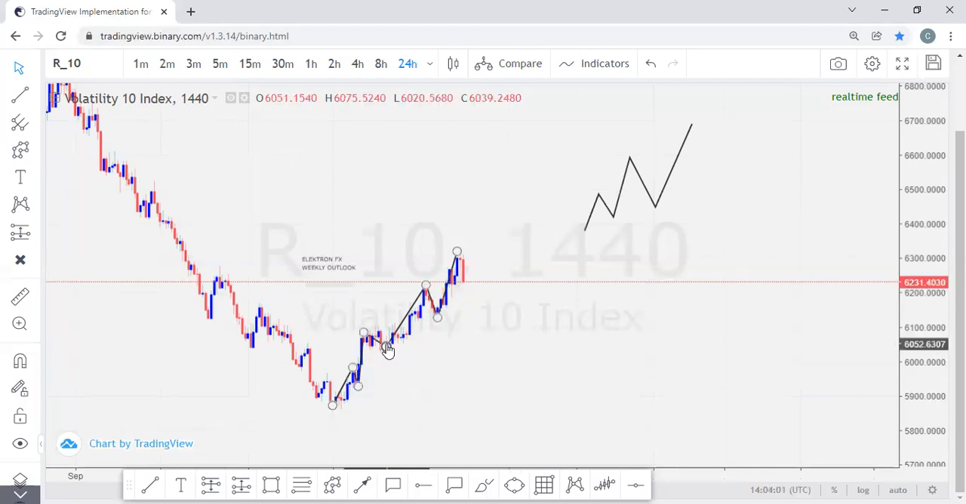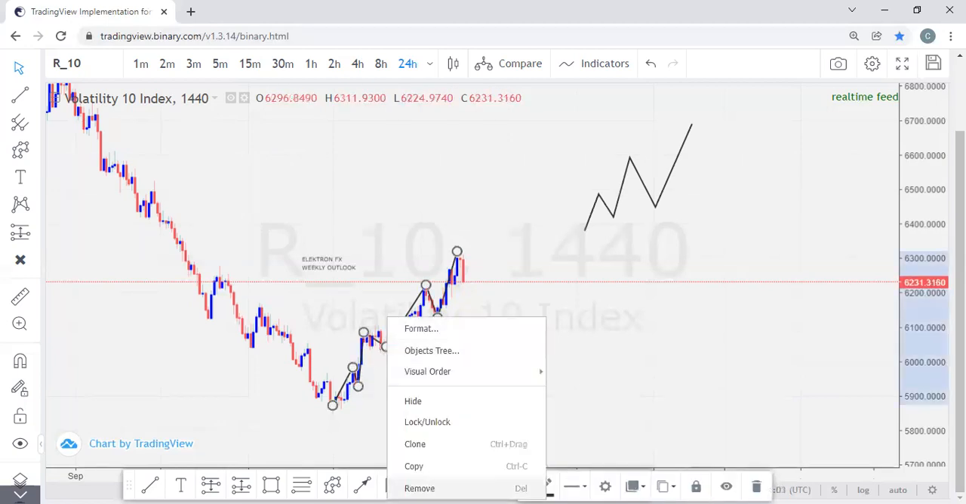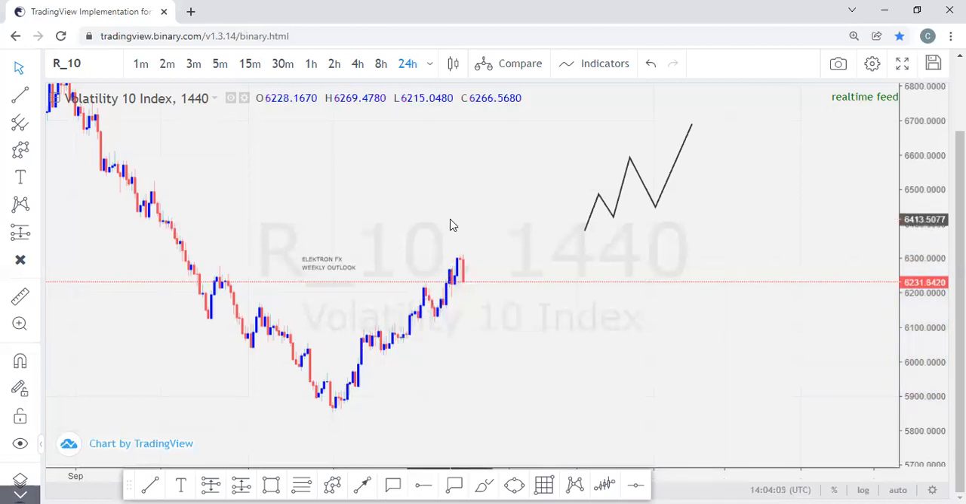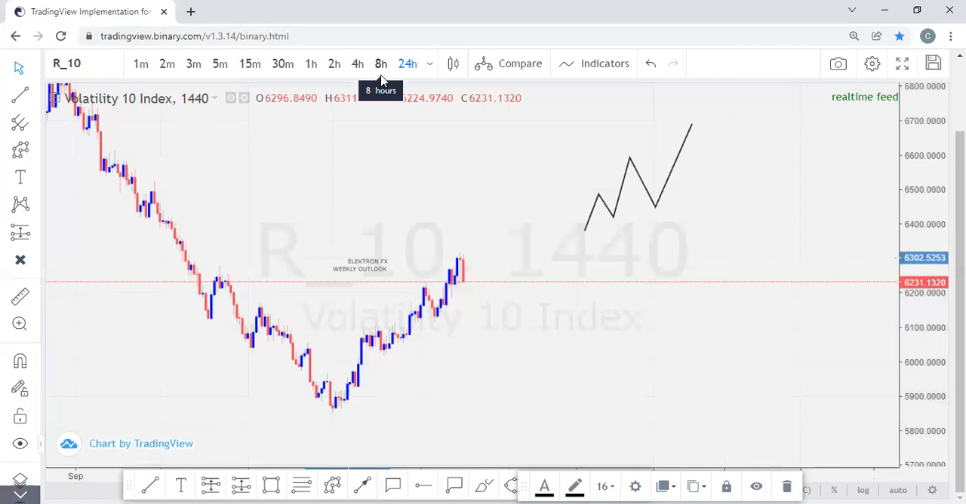Let's see if we can see any opportunity. First, we have used the daily to identify the major trend, and we can agree that the major trend is bullish from the daily time frame. So now let's go to the smaller time frame.